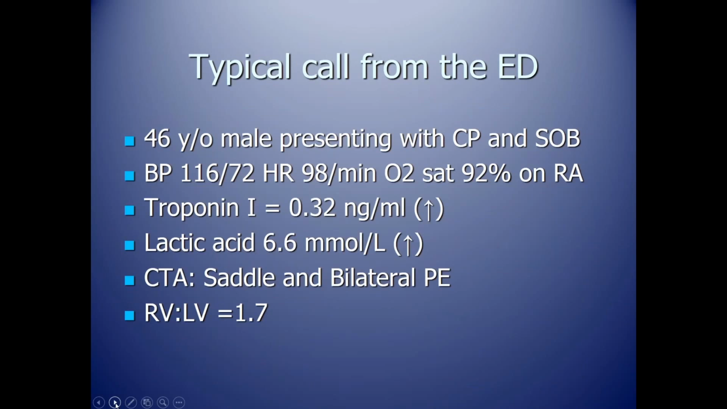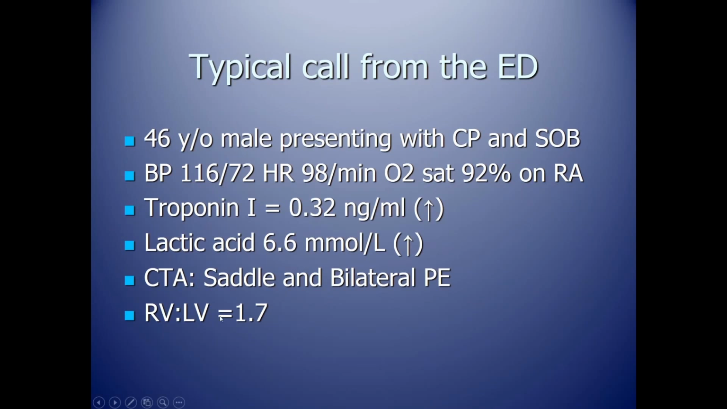So our typical call, as I'm sure a lot of yours, this is a typical patient that we see. Here's a 46-year-old male presented to the ED with chest pain and shortness of breath. Most of these patients are going to come in through your EDs. Blood pressure 116/72, so normotensive, heart rate of 98 a minute. O2 sat on room air was 92%, so definitely trending towards mildly hypoxic. The patient did have a troponin leak of 0.32, and so by criteria, this would be somebody who has a submassive pulmonary embolism by clinical criteria.